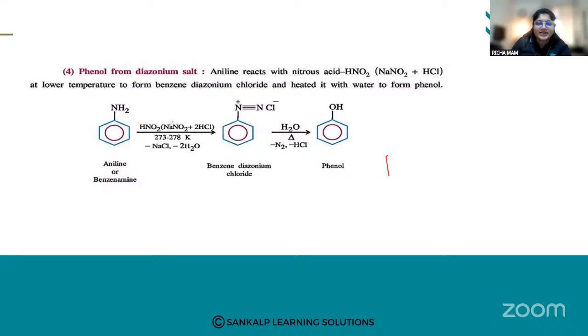So how is this nitrous acid generated? Nitrous acid is generated by reacting the NaNO2 with HCl, and the temperature has to be mentioned, that is 273 to 278 Kelvin. Then I get this benzene diazonium chloride. When I do hydrolysis, I get the phenol. A very important reaction. So let us see what is cumene.